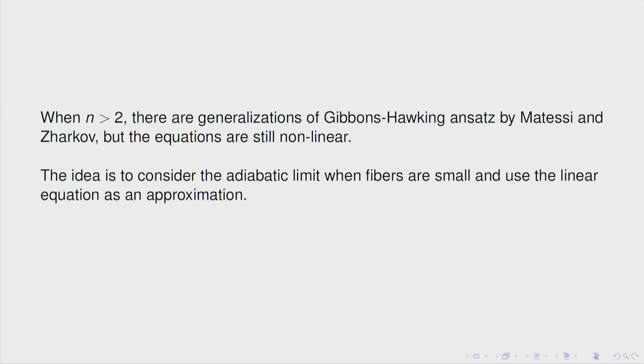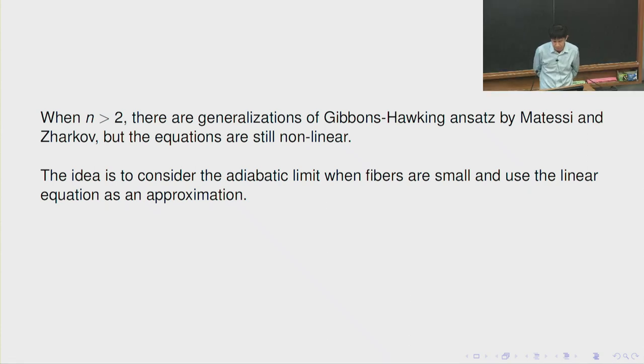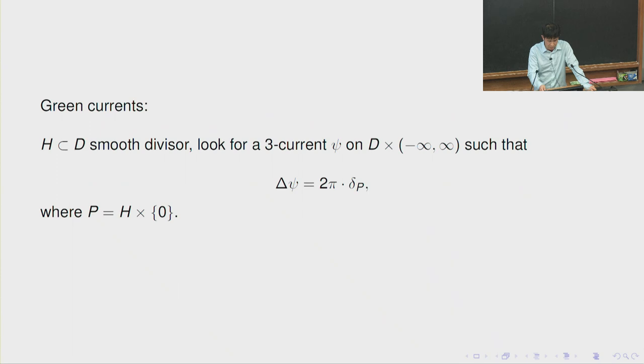So there are difficulties when n is bigger than 2. One is that you can still do this reduction, which is done by Matessi and Zharkov, but the equation is still not linear. The idea is to use adiabatic limits. When the fibers are small, you can use a linear equation as an approximation, but then you have to deal with a nonlinear equation in the end. And instead of Green's functions, you study what are called Green currents.